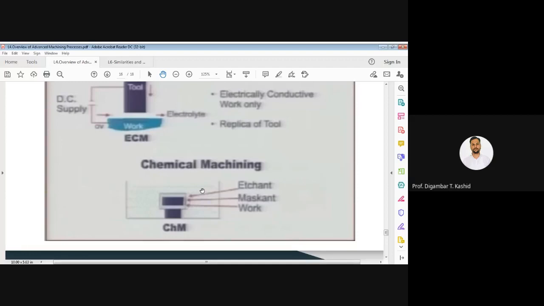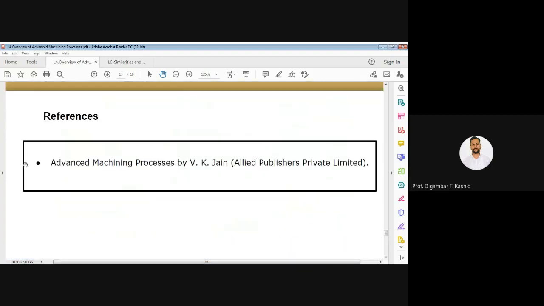Okay, so these are just general points. Whenever we learn the processes one by one, at that time we are going to cover all the points related to that process. Here we have covered the overview.